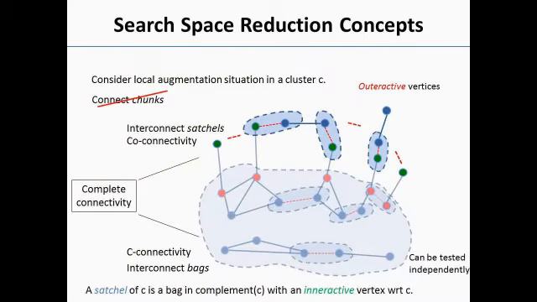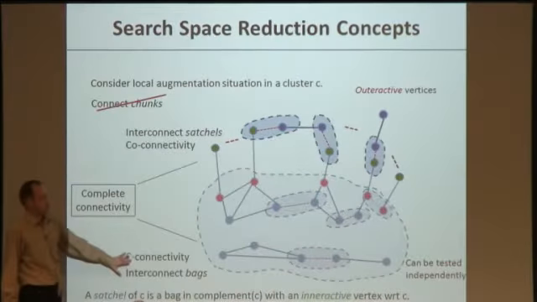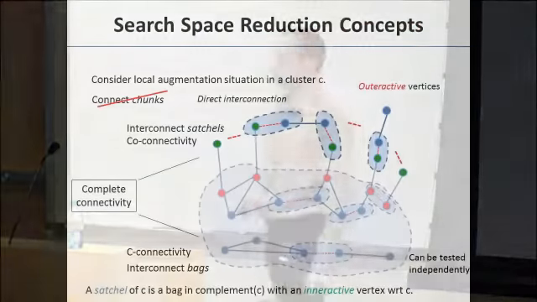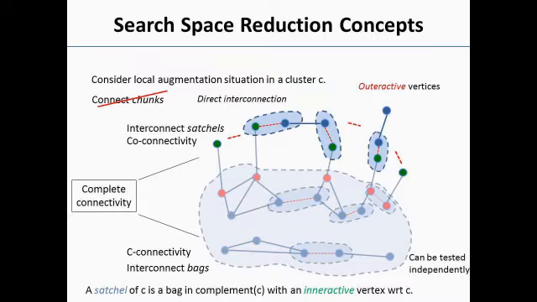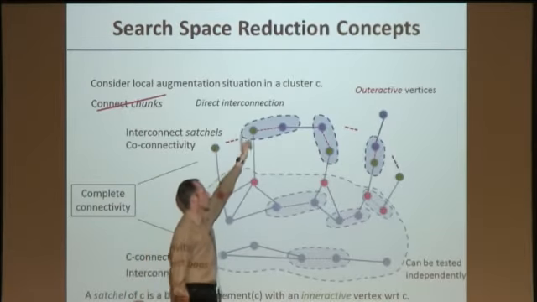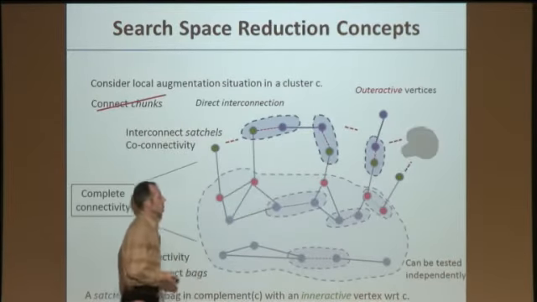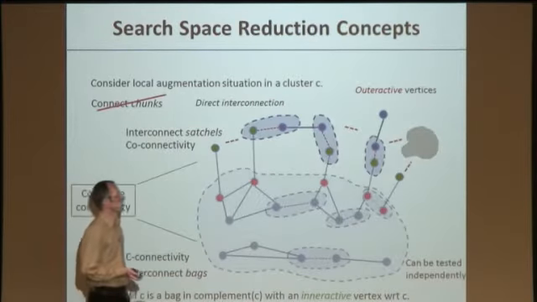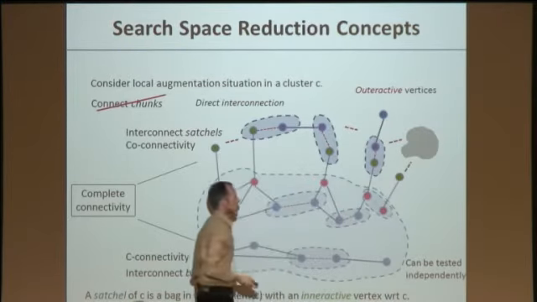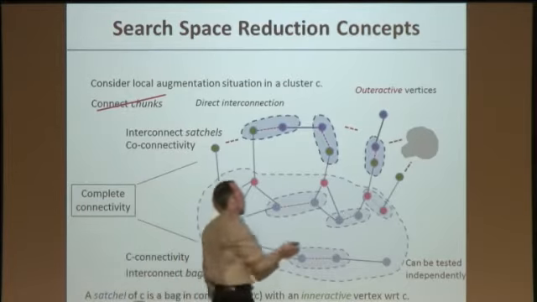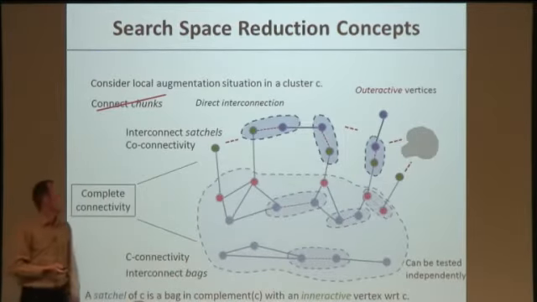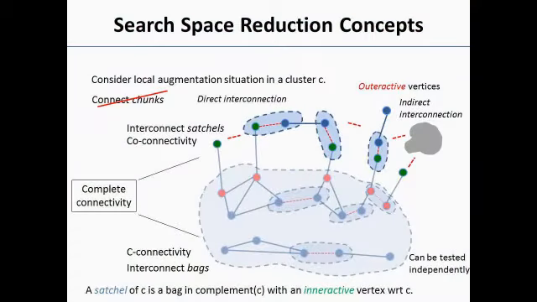Okay, so a lot of concepts. And our result on this slide basically is: it is enough to interconnect the bags for connectivity and to interconnect the satchels for co-connectivity. And there are two types of connections that we can have for the satchels. The first one is a direct interconnection, which just means, for example, this satchel is connected via an edge to this satchel. And there can also be another interconnection, because there may be parts of the graph that are not satchels. That is, they are not connected to the cluster, but we can still connect the satchels via these parts so that the complement of the cluster is connected. And I call this indirect interconnection in the following.